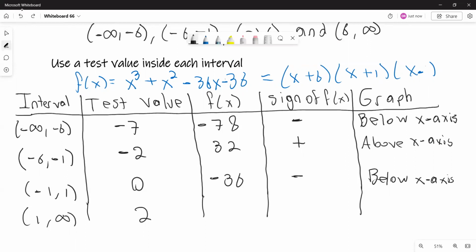So let's keep the colors consistent. And then we have it, that should be a 6. So this one is not correct. The rest of the points were. So in the interval 6 to infinity, we're going to evaluate at 7. F at 7 is 104, which is positive, and the graph is above the x-axis.